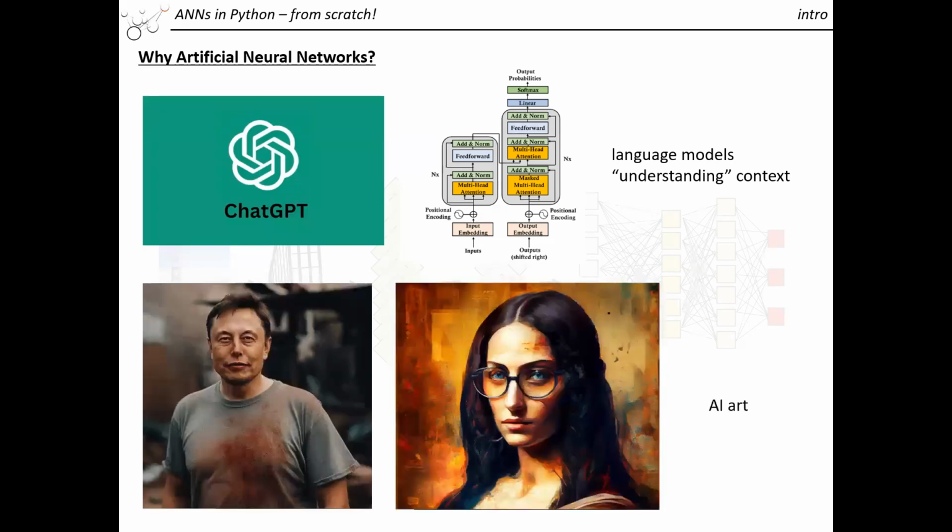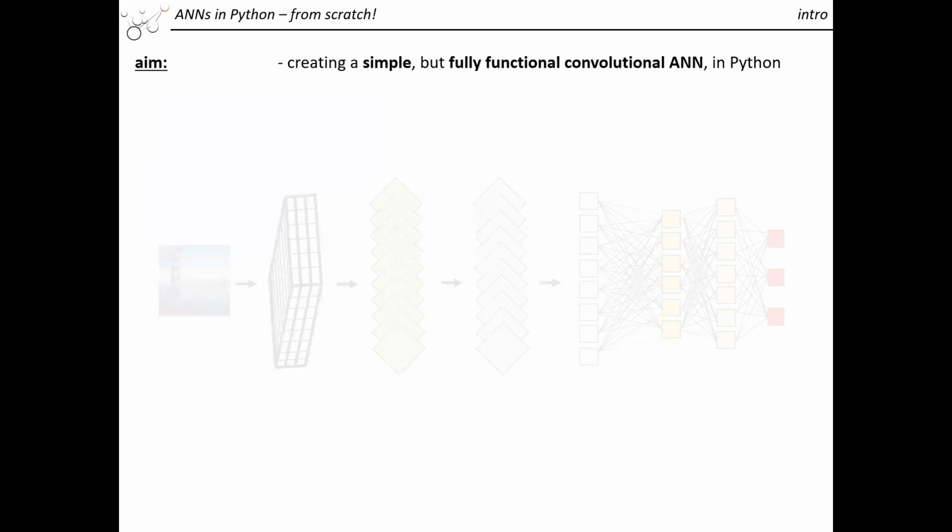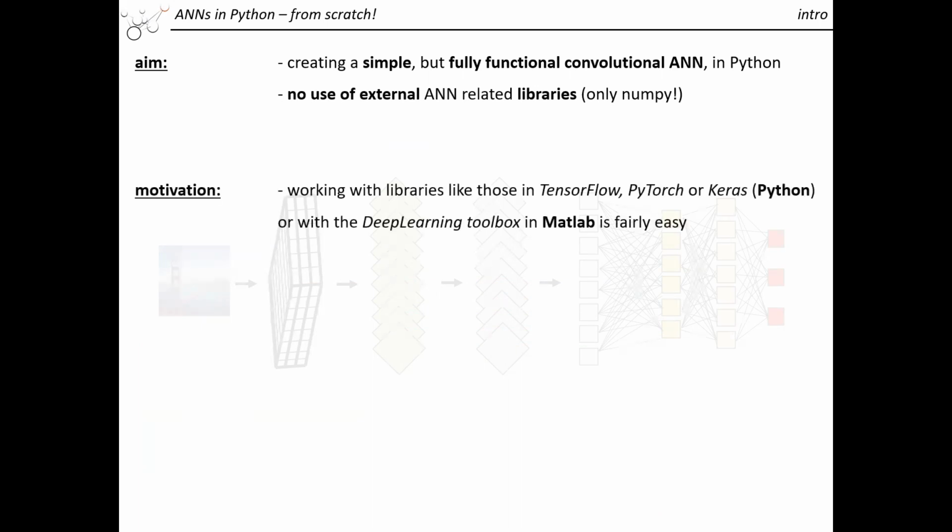And in the same idea, more or less, you can generate AI art, and you probably have also come across AI art. So there are many reasons why we should learn how such an artificial neural network works, and therefore we want to create a simple but fully functional convolutional neural network in Python. And we don't want to use any external ANN related library. So we only want to do this with NumPy. Of course, we're also going to use matplotlib and maybe a library for displaying an image or something, but we will not use an external library that is somehow related to artificial neural networks.